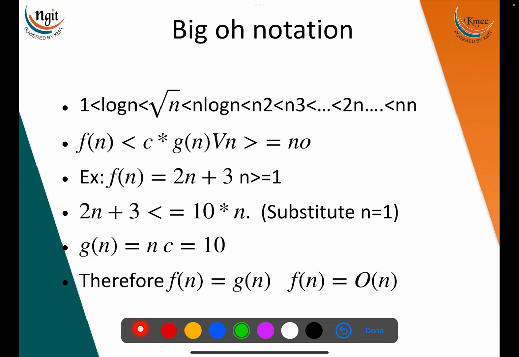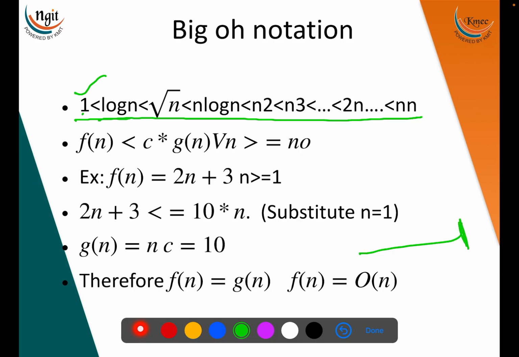Now let's see the actual time complexities of algorithms. An algorithm may require constant time, as we saw in the linear search best case, or it may take log n time. When you do not go to the end of the list and find the element in the middle, that is n by 2. If you apply logarithms on both sides, you get log n, correct? Now square root of n, n log n, n square, n cube, 2 power n, n power n: all these are different complexities of an algorithm.